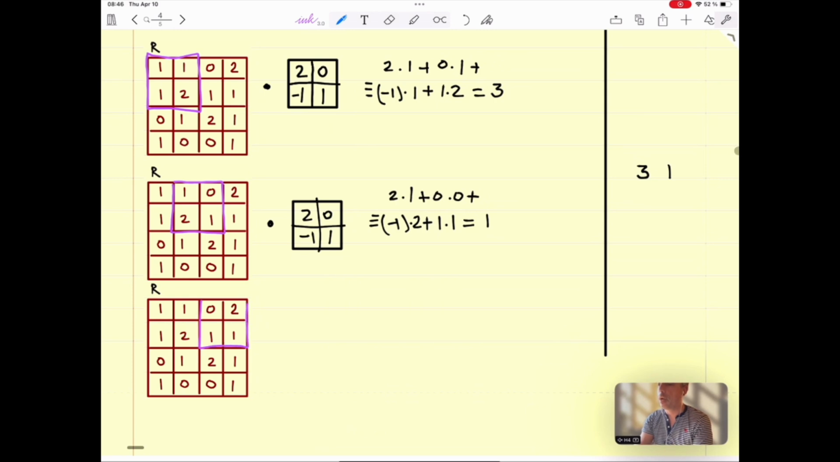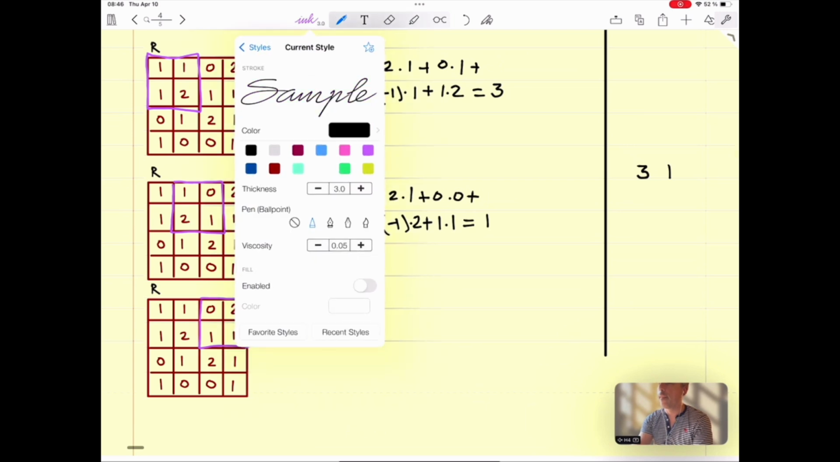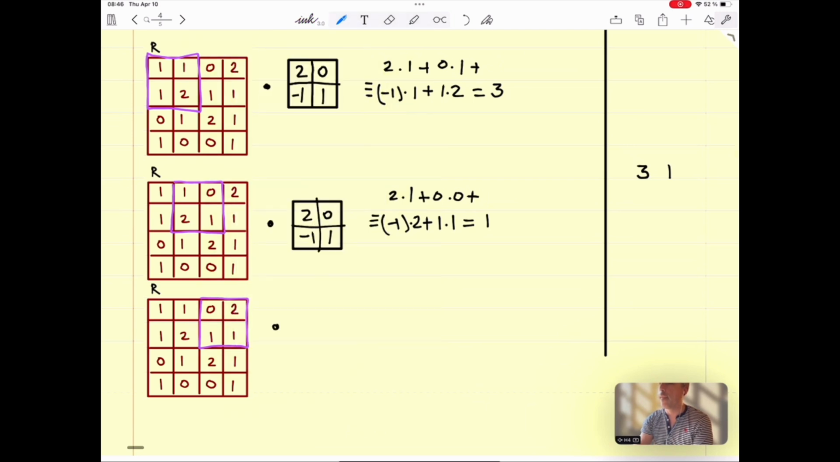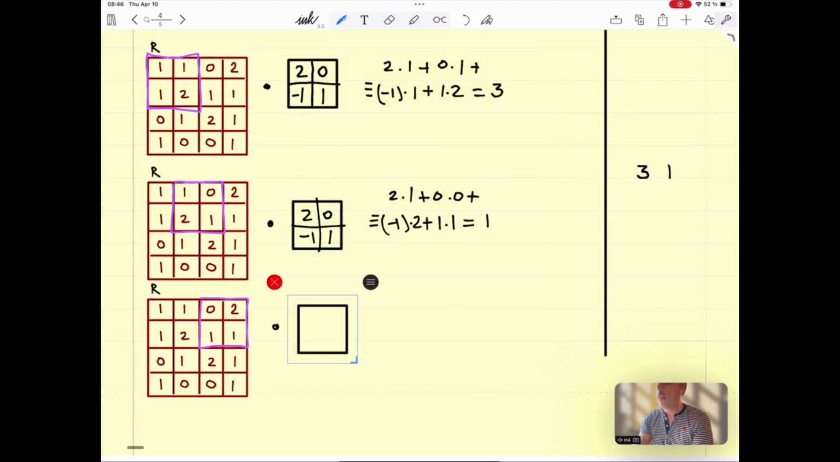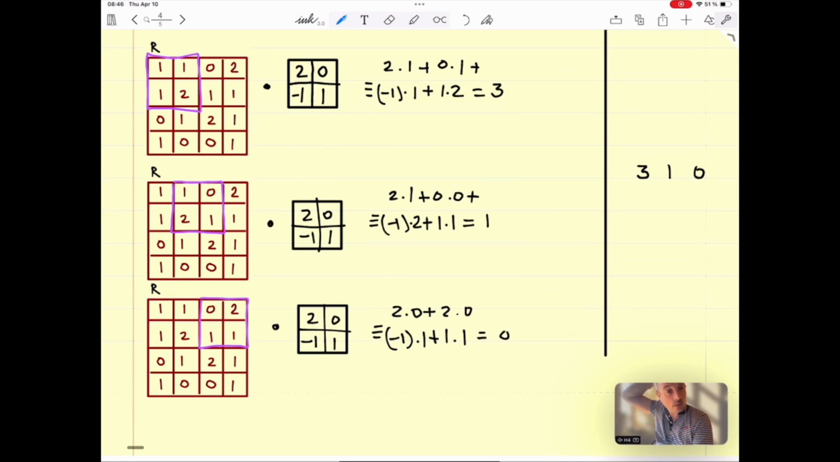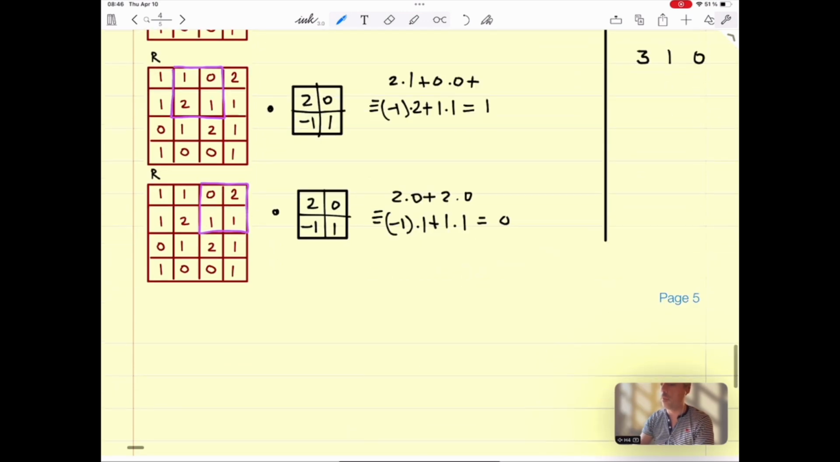One more stride. Two, 0, minus 1, 1. Then we have 2 times 0 plus 2 times 0 minus 1 times 1 plus 1 times 1. This gives you 0. Okay. Now we perform yet another one.